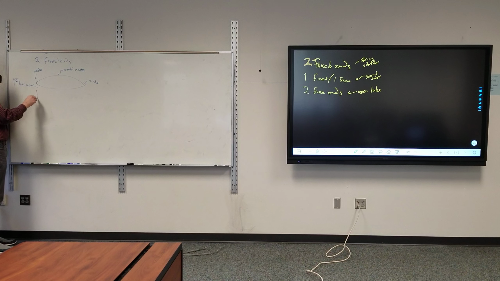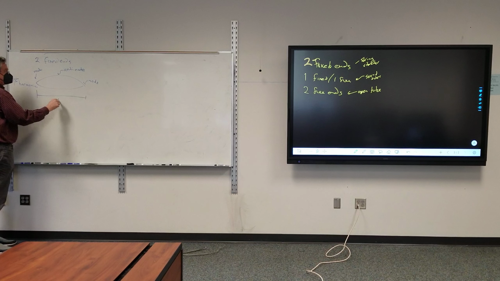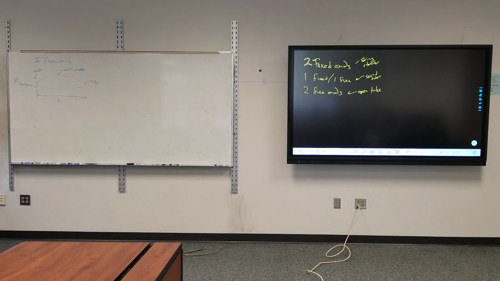If I make the distance between them L, a question in doing analyses is, what is the wavelength? Remember, a wavelength is how far a wave travels in one period. So the time it takes me to move out, back, and then back to where I started, going in the same direction, that's the period. How far does it actually travel?